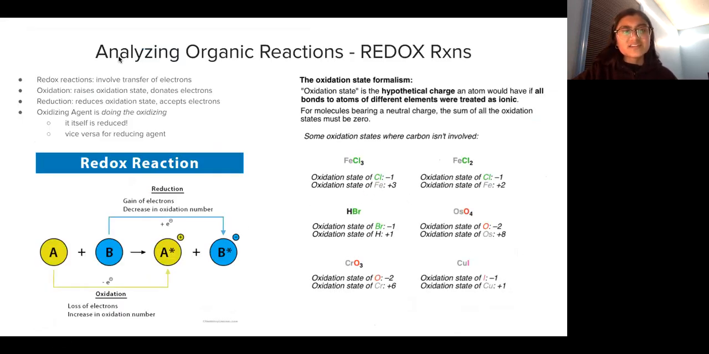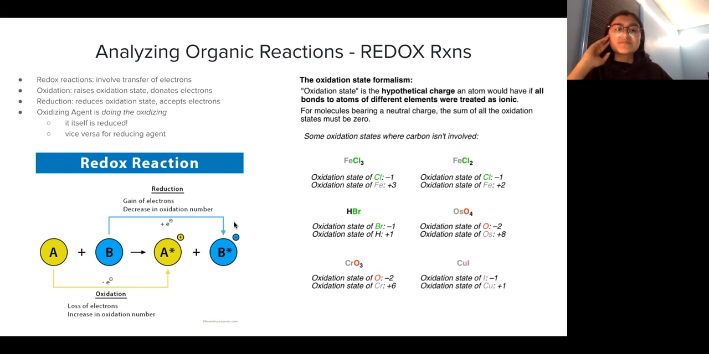All right, redox reactions. These will involve the transfer of electrons. This diagram is talking about how to determine the oxidation number or the oxidation state, if you treat all the bonds as ionic. You can take a closer look at this to see how they did it for all these different ones. But if a molecule is being oxidized, its oxidation state is being raised and it's donating electrons. Whereas if it's being reduced, it's a reduction in the oxidation state and it's accepting electrons.